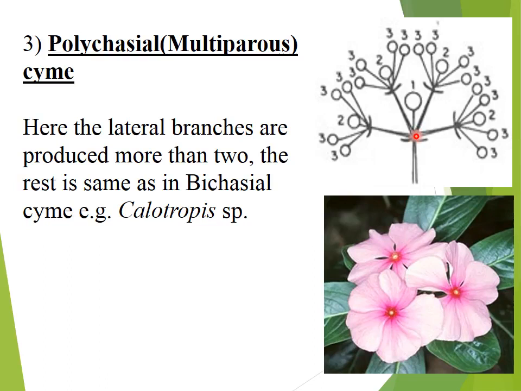Now next time the division will start, the new branches will form at a time. Number 3, number 3, number 3 from each pedicel. So at a time more than 1 branches will form in this way. The examples are Vinca rosea, in Urdu it is known as Sadabahar, and the Calotropis procera, it is also an example.